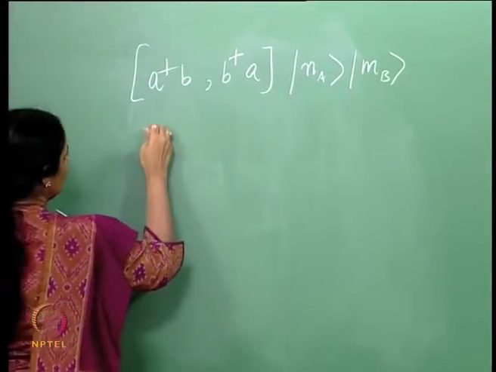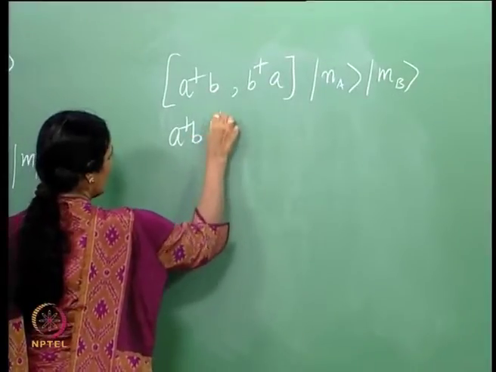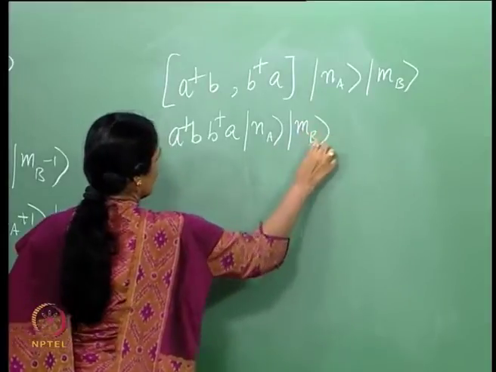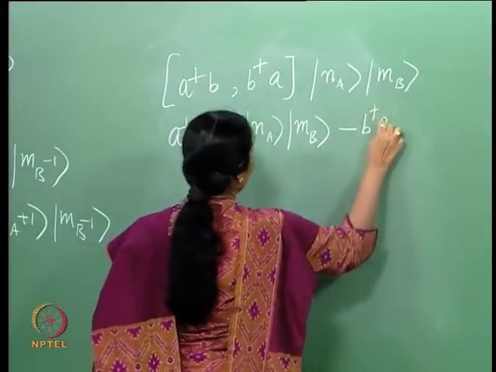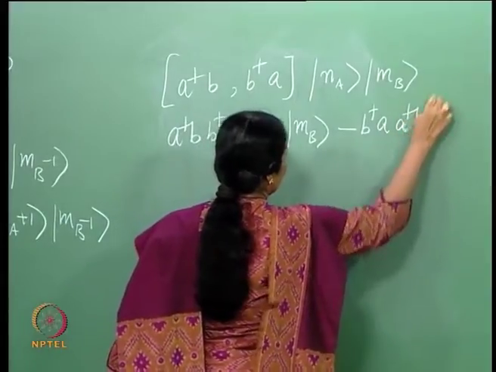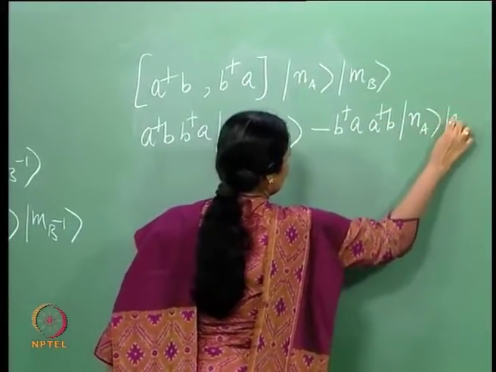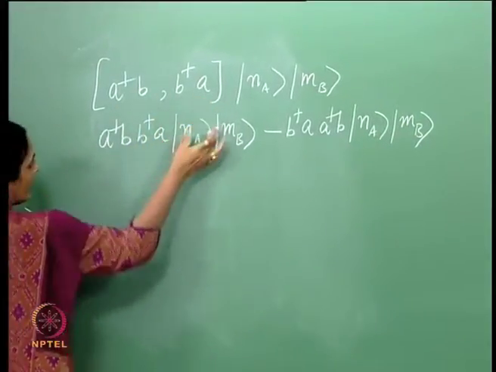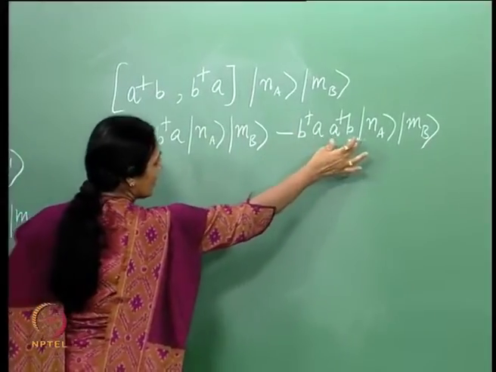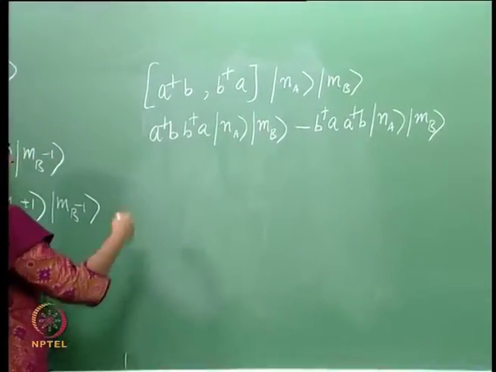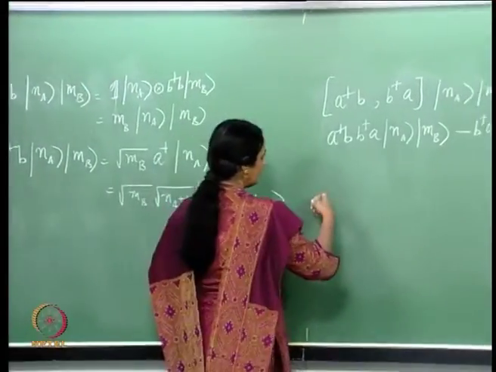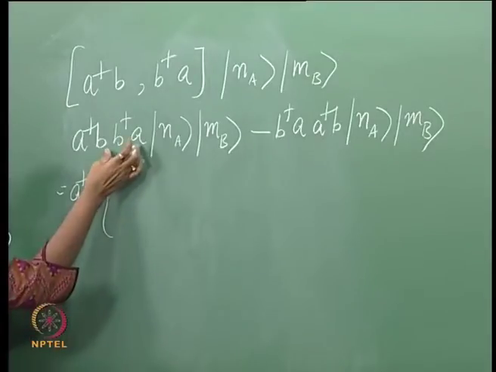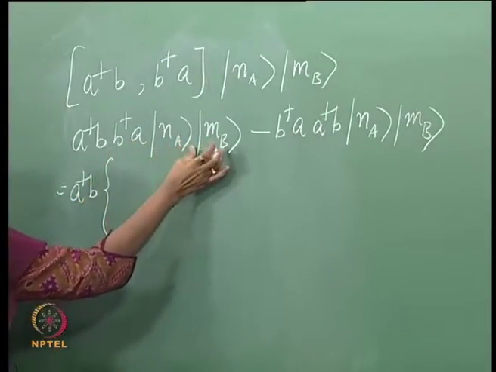and what does it do? When I expand the commutator, I simply have two terms: A dagger B, B dagger A acting on the state, minus B dagger A, A dagger B acting on that state. I use the rules that have been defined earlier. So, this is A dagger B, B dagger A acts on the state Na Mb.